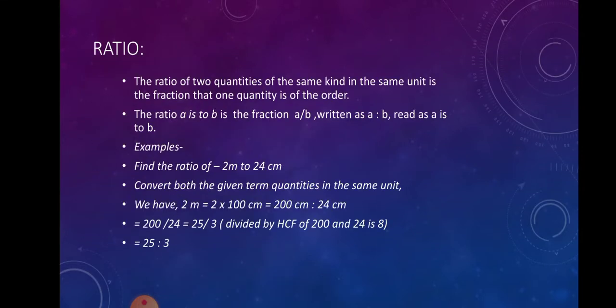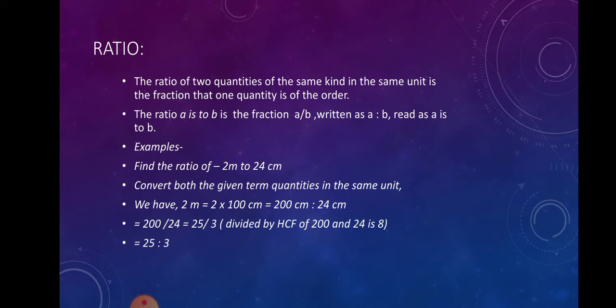What is ratio? First is ratio. The ratio of two quantities of the same kind in the same unit is the fraction that one quantity is of the other. The ratio A is to B is the fraction written as A by B. Written as a ratio, it is A:B and read as A is to B. Some examples I am giving of how to find the ratio.